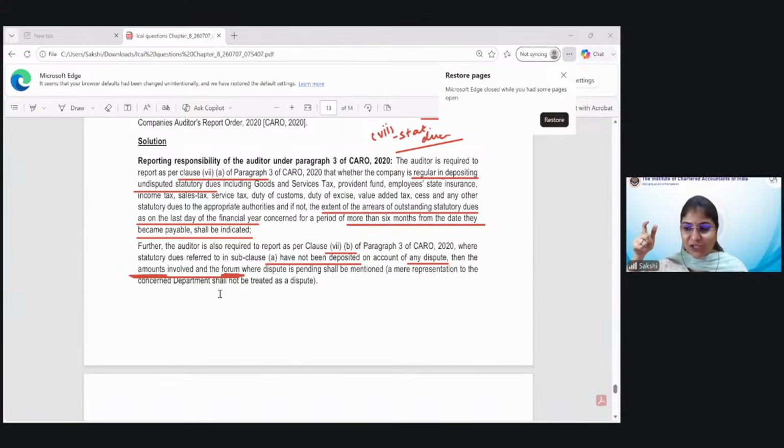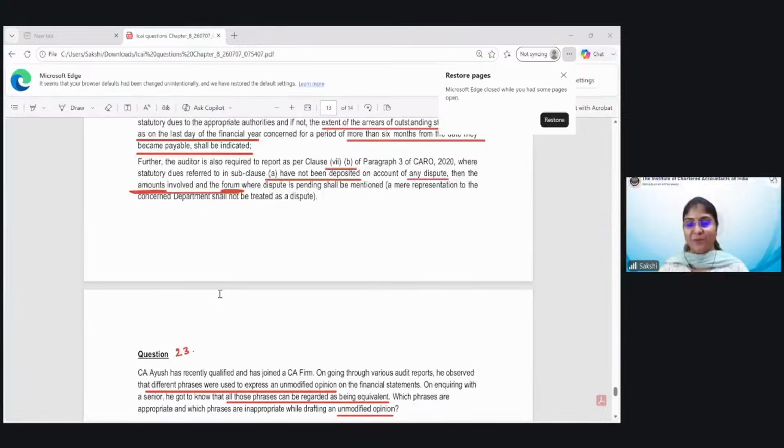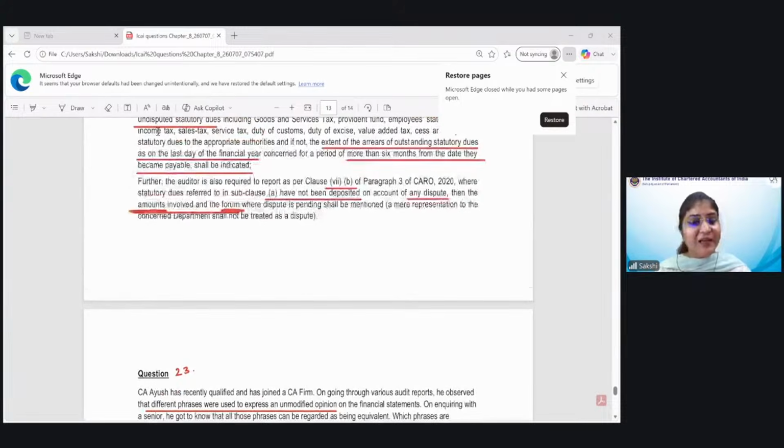Clear? 7a talks of undisputed statutory dues, mentioned in A, disputed mentioned in part B. Isn't it? 7a talks of undisputed statutory dues. Deposited or not? Not deposited? Mention what is outstanding at the last day of the year, if it is outstanding for a period of more than 6 months from the date they became payable. B, they have not been deposited and there was a dispute, then the amount involved, forum at which it is pending, and also a mere representation cannot be treated as dispute. Clear to all of you?